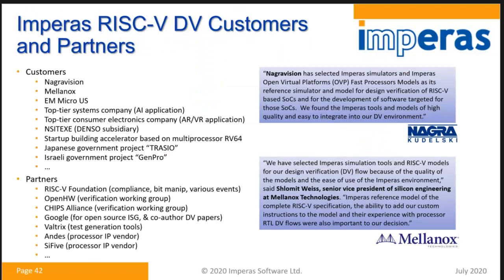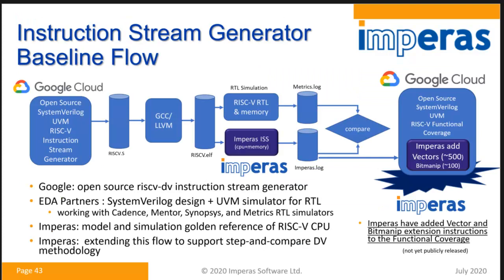And many people are using this technology, from Mellanox, which is now part of NVIDIA, to a Denso subsidiary. So there are several people in government funded or commercial. And at the bottom, you can see we have several partners, like, for example, Open Hardware and Chips Alliance, which are open source hardware organizations, and several proprietary companies as well. So we have a lot of people using our technology in the RISC-V world here.